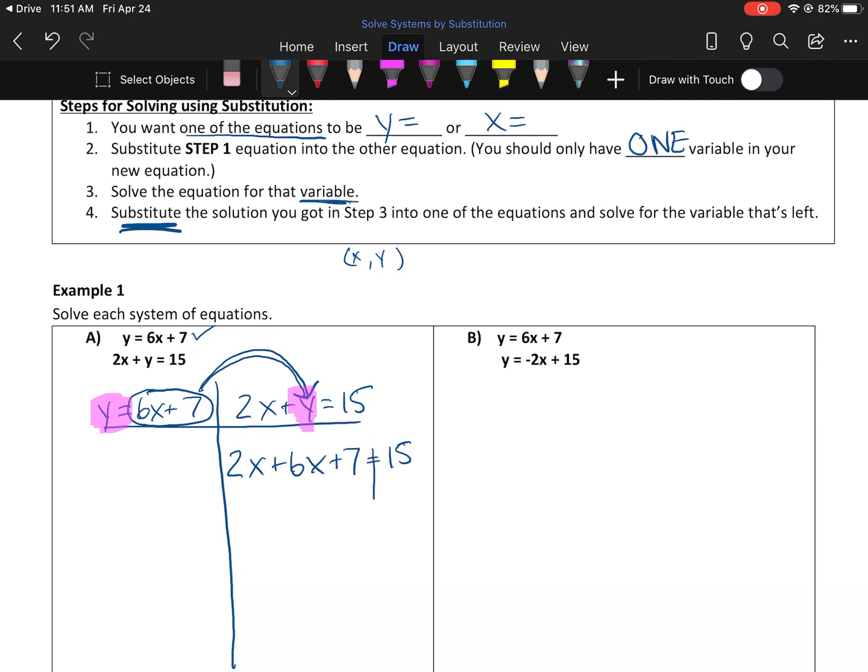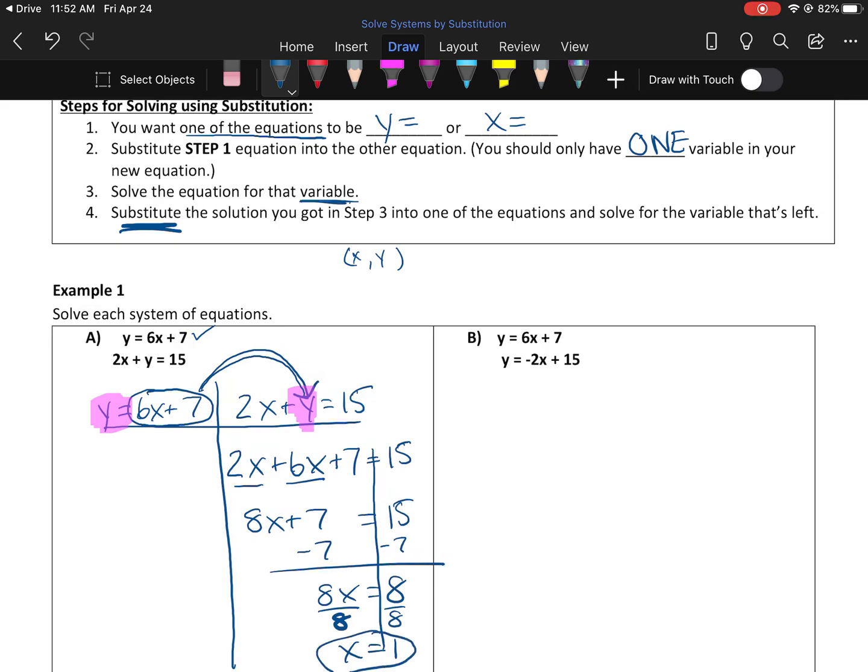Let's go ahead and solve this for x. I'm going to put my like terms together, so I get 8x plus 7. I'm going to move this 7 over to the other side. And then I'm going to divide both sides by 8. So x is equal to 1. But think back, when we were graphing, we kept getting an ordered pair. Same thing here. If x is equal to 1, I need to find y.